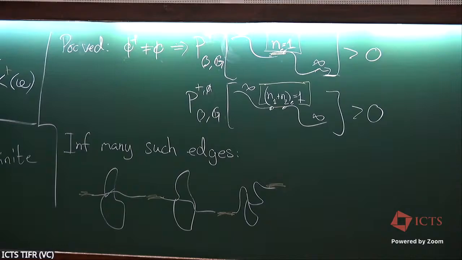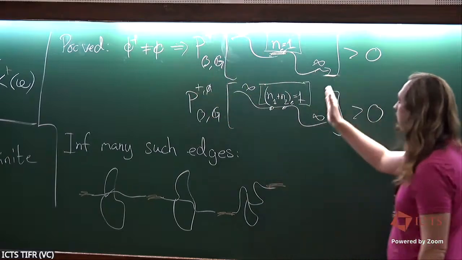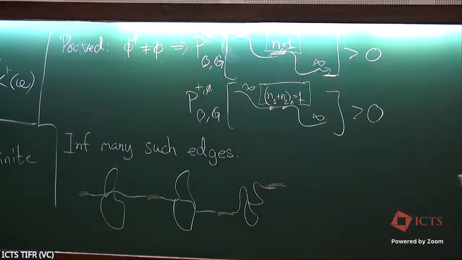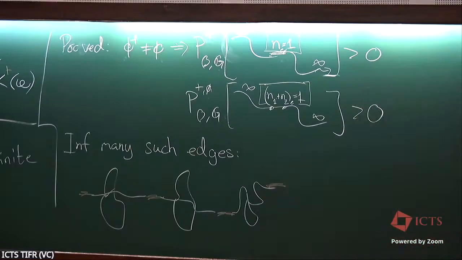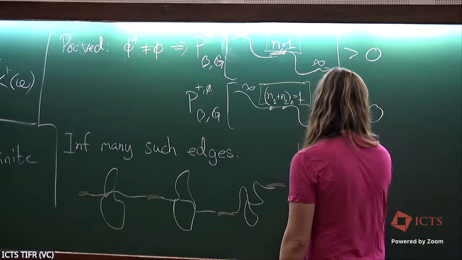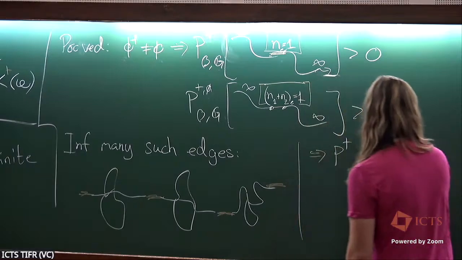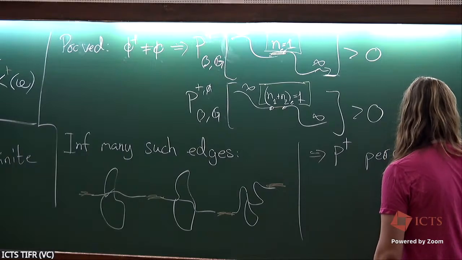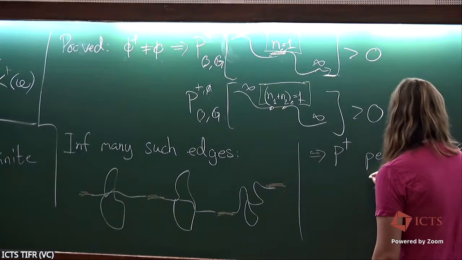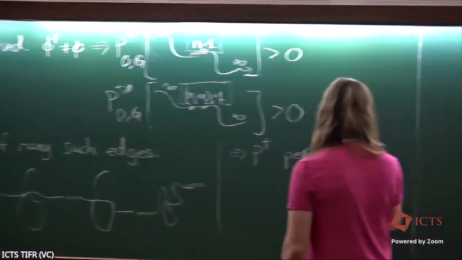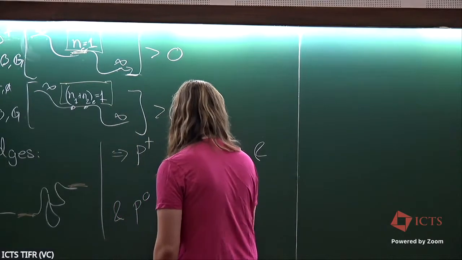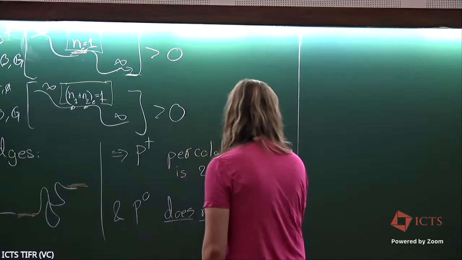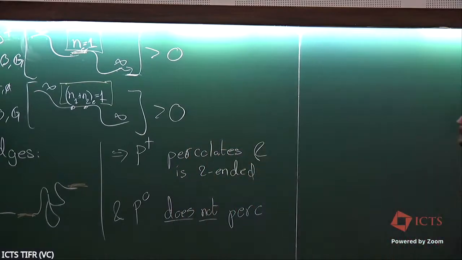He says, suppose that these two things are the case. Then basically it's a proof by case distinction, but in most of the cases he just ends up concluding that on most of these edges the sum of the current should be at least 2. So what does he get? P plus percolates and is two-ended. And the free measure does not percolate, so it's also not two-ended.